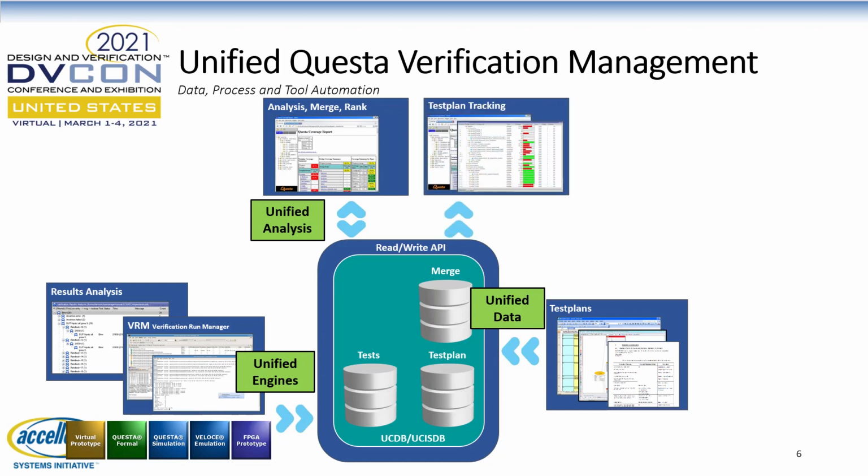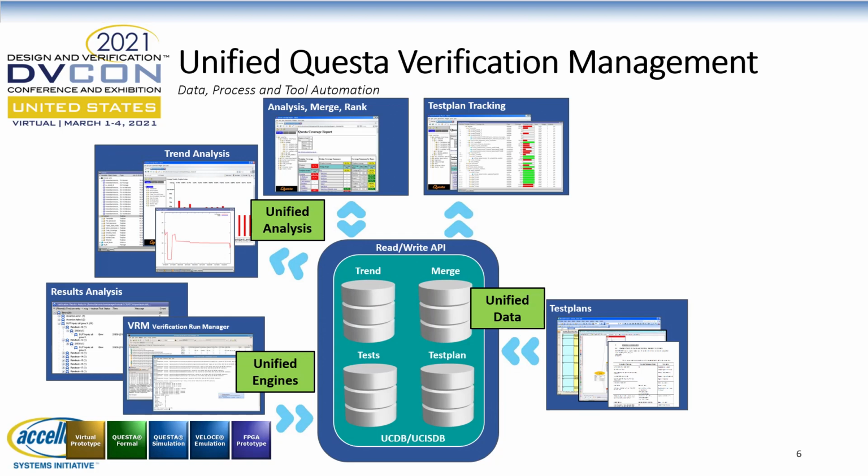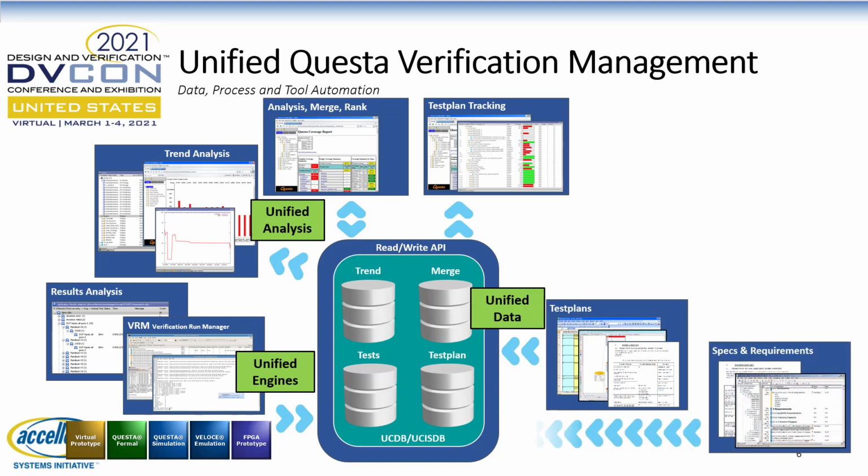Questa actually includes the test plan in the UCDB, so it can automatically correlate results back to your test plan for you. And by having all of the test results in the database, you can analyze trends over time so you can track your bugs over time and see how your coverage is doing and if it's leveling off or if you're still making progress.